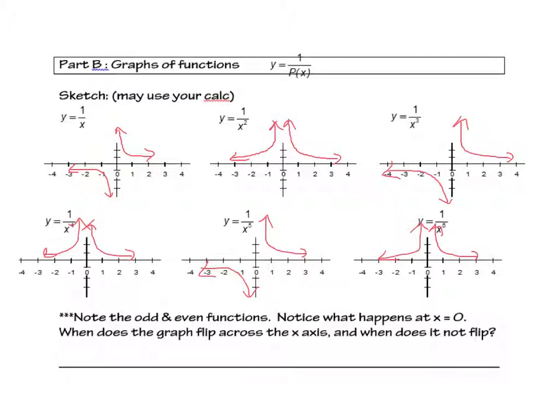Note the odd and even functions. Notice what happens at x equals 0. At x equals 0 is this asymptote that we've had on all of these, regardless of what's going on. That asymptote is still there. So when is the graph going to flip across the x-axis, and when does it not flip? In other words, I'm coming along here, and when I hit that asymptote, it flips up here. But on this one, when I'm going along and I'm up high, I stay up high, so it doesn't really flip on that one. So let's jot it down.